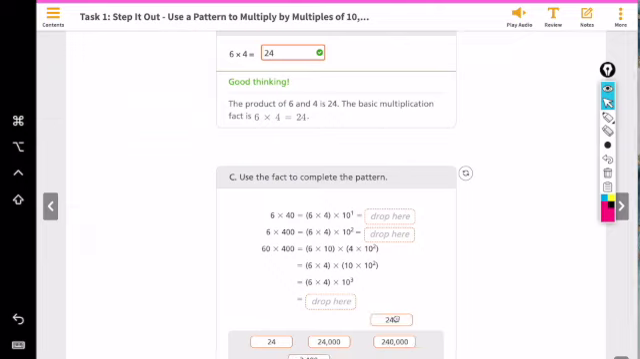Why aren't you working, little hand? There we go. All right, good.